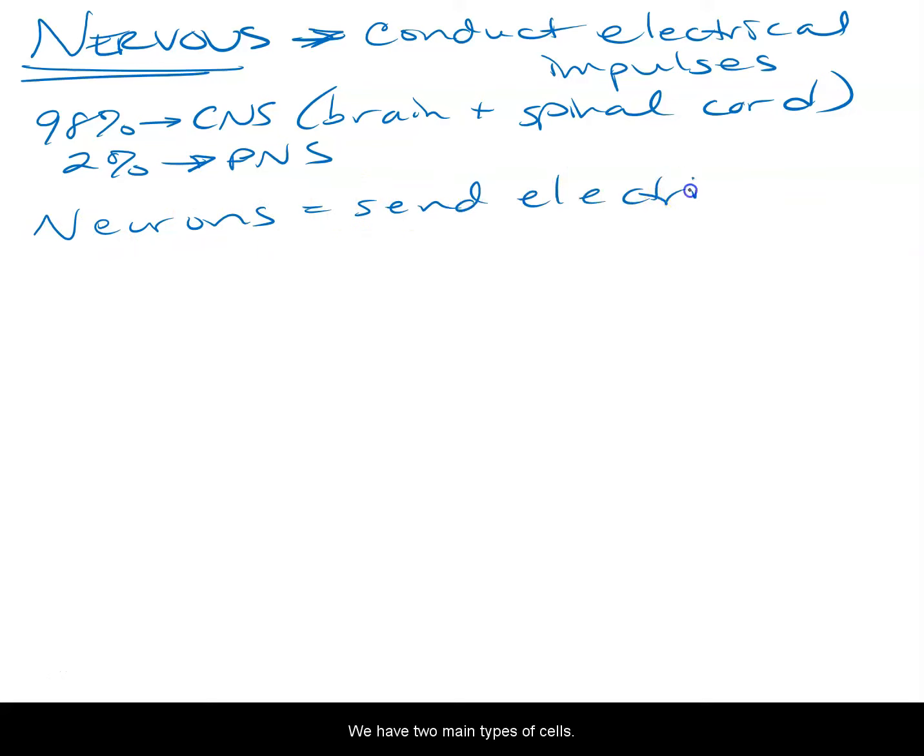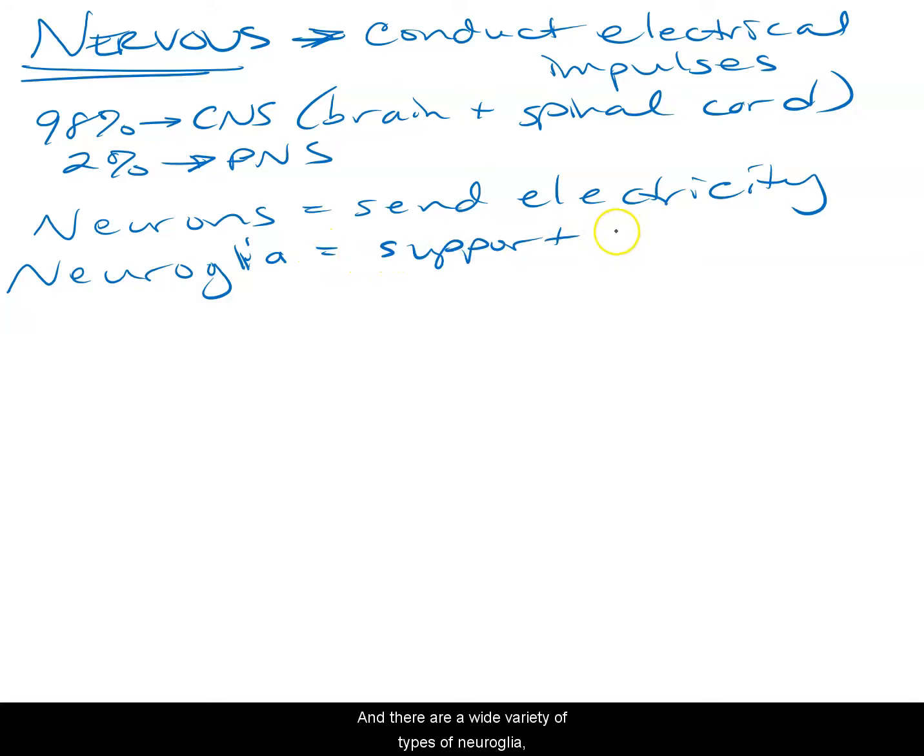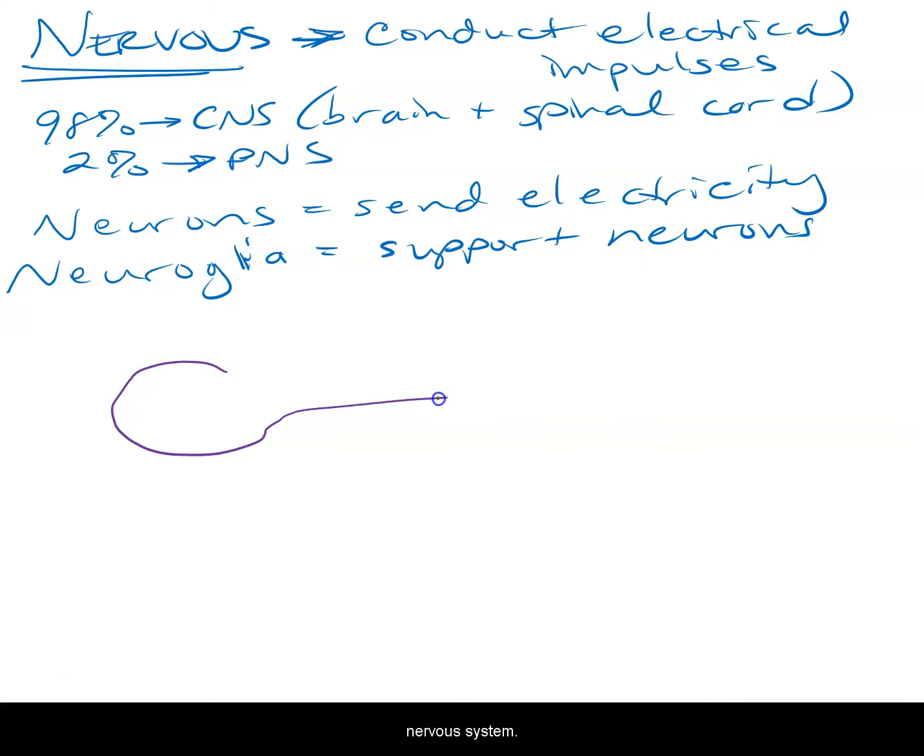We have two main types of cells: neurons, which send electricity, and neuroglia, or glial cells, which basically support the neurons. And there are a wide variety of types of neuroglia, which we will also get into more detail when we get to nervous system.